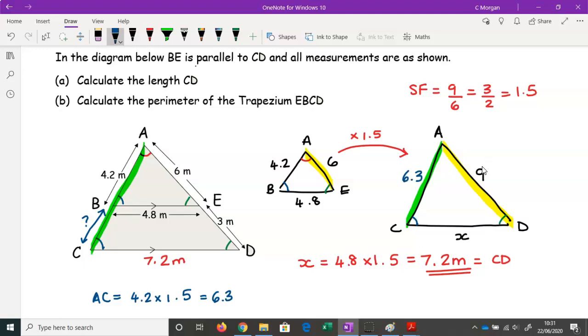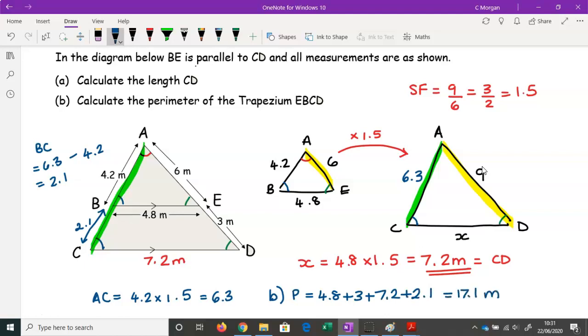The thing is, I know that AB is 4.2, so side BC is going to be 6.3 subtract 4.2. And I'm going to work that out. I've got 2.1. So I'm going to write BC is 2.1. So finally, I can work out the perimeter of my trapezium. So my perimeter is going to be 4.8, add 3, add 7.2, add 2.1, and I'm going to end up with 17.1, and my units are meters. I hope you got that one right.